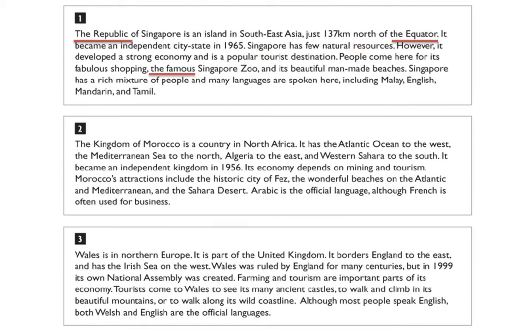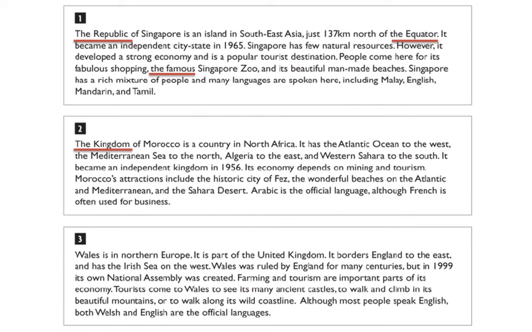We have the famous Singapore Zoo. When we talk about zoos in general, we usually don't use "the". But when we talk about a specific zoo, we should use "the". For example, the famous Singapore Zoo.